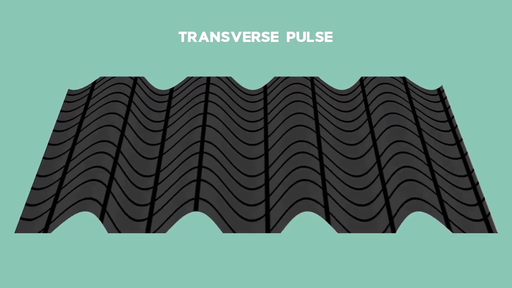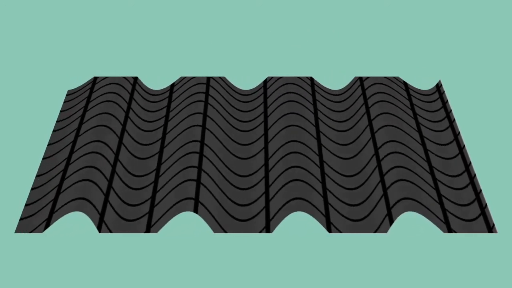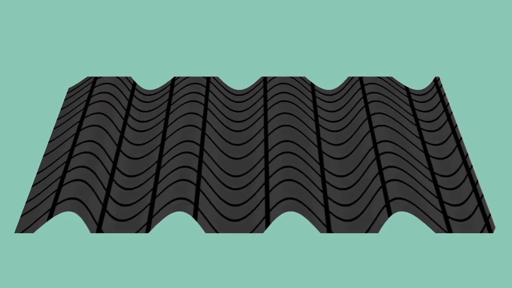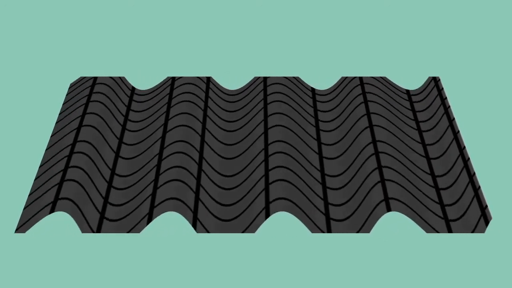Notice that the wave is not actually an object. It is simply a movement of particles up and down while the wave moves at right angles to their motion.